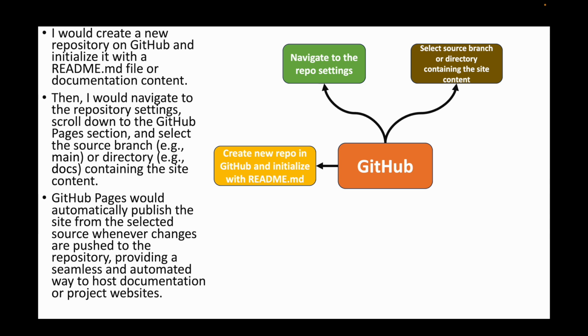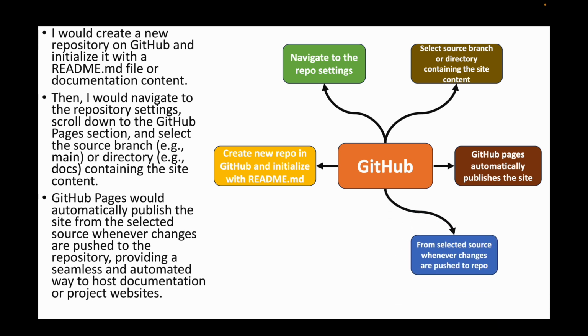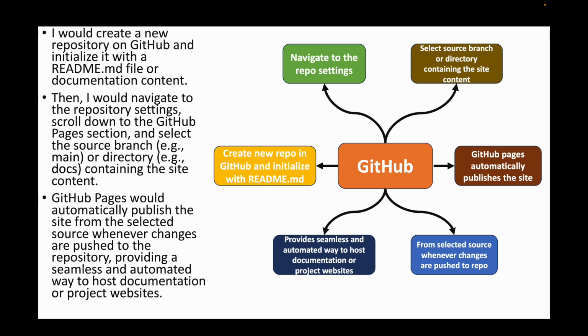GitHub Pages would automatically publish the site from your selected source whenever there are changes pushed to the repository, and this will provide a seamless and automated way to host any documentation or your project websites.